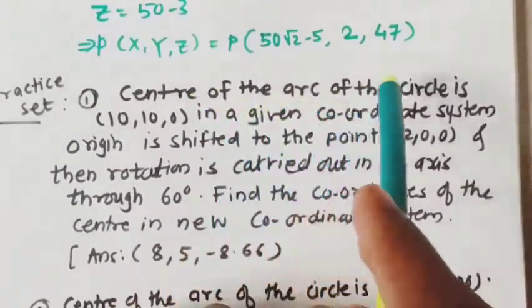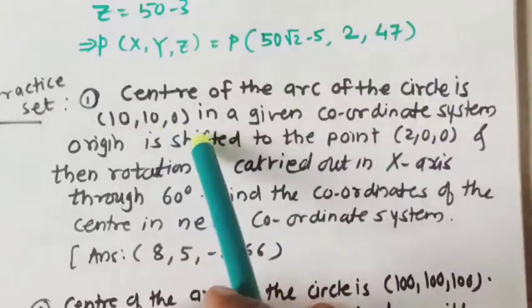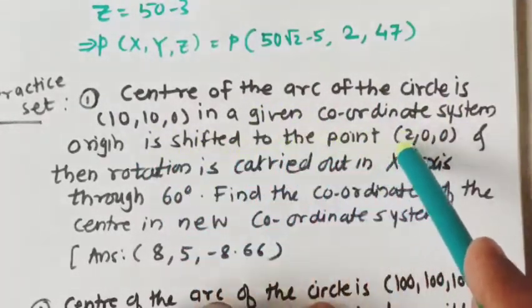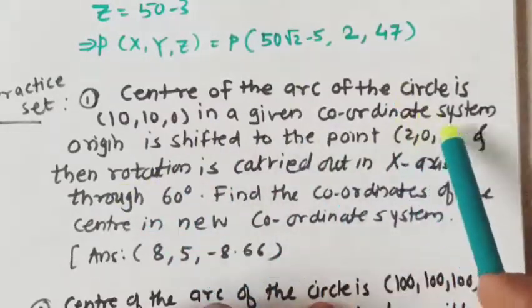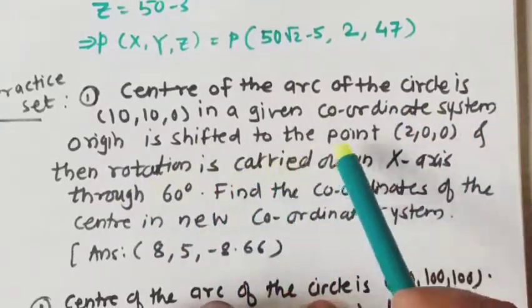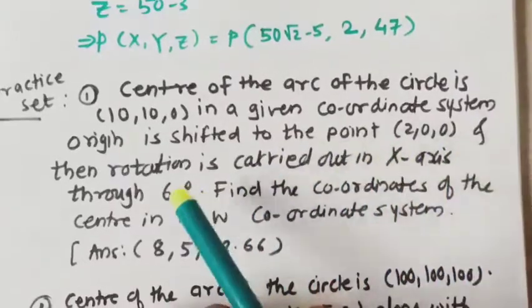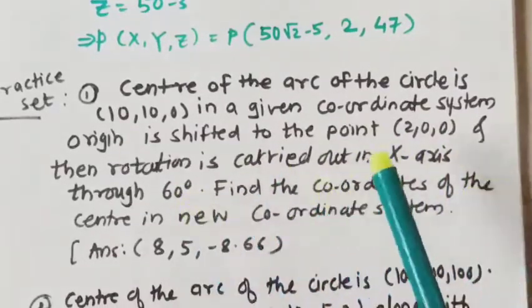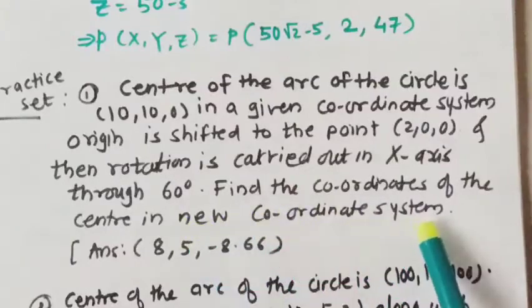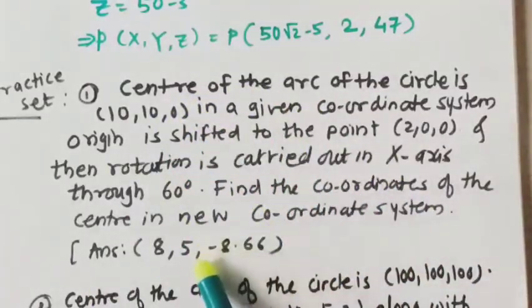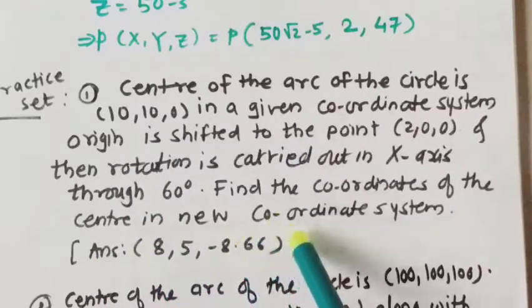The center of the arc of the circle is 10, 10, 0. Okay, in a given coordinate system, the origin is shifted to this point 200, and then the rotation is carried about the x-axis. Rotation is about the x-axis through an angle of 60 degrees. Find the coordinates of the center in the new coordinate system. This is the original coordinates of the center. In the new system, you need to calculate the coordinates. The new answer will be 8, 5, minus 8.66.